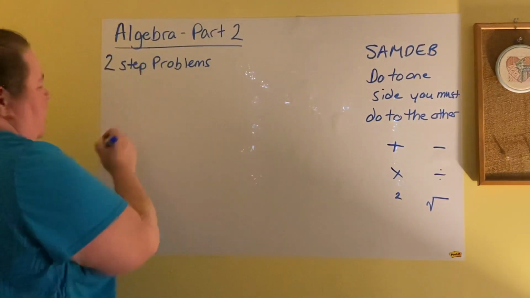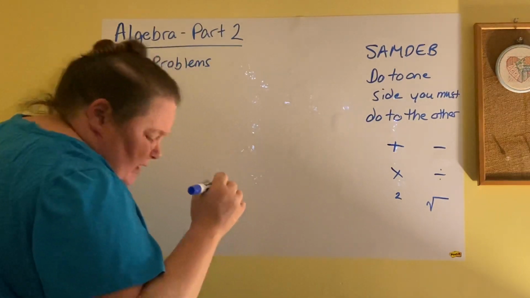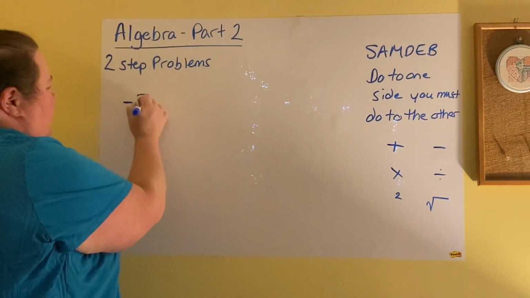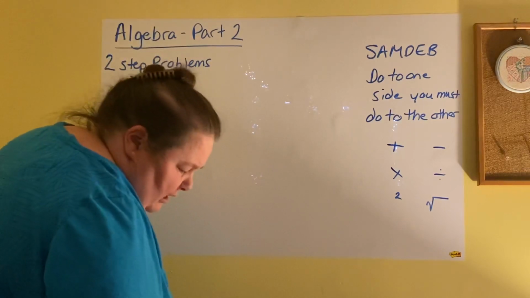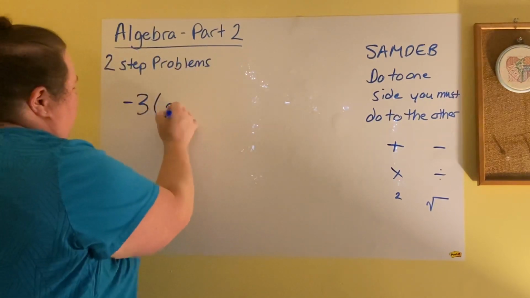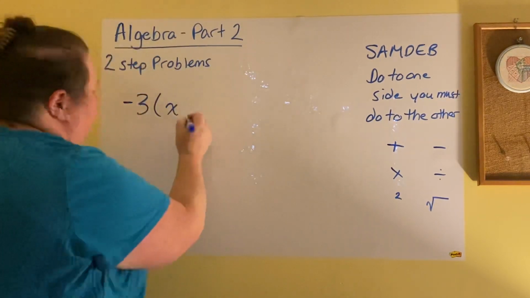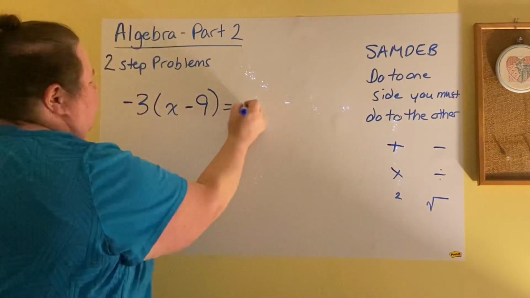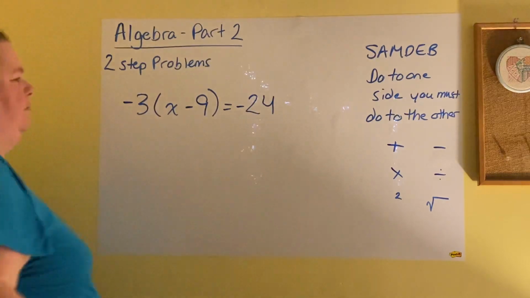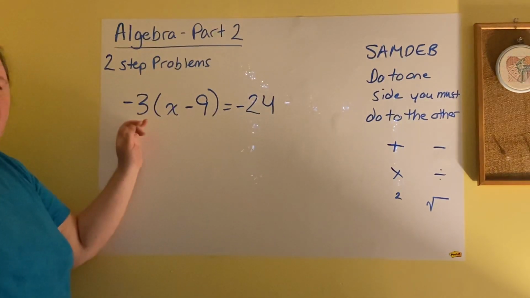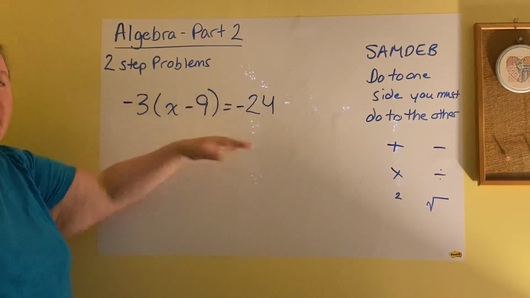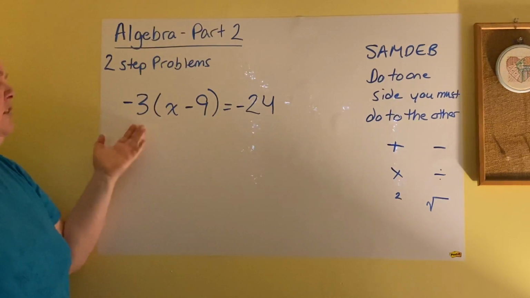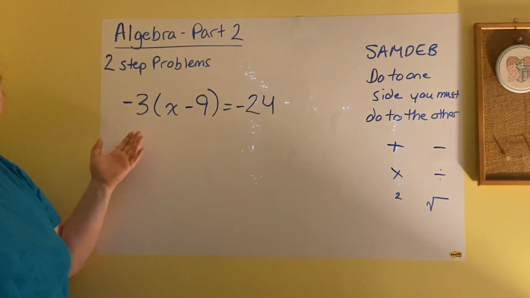Okay, this is one that has a negative in front. So negative 3 times x subtract 9 equals negative 24. So again, there's a relationship that already exists with that 3 and 24 if you know your number facts. So it's actually probably more efficient to divide by the negative 3 right in the beginning.